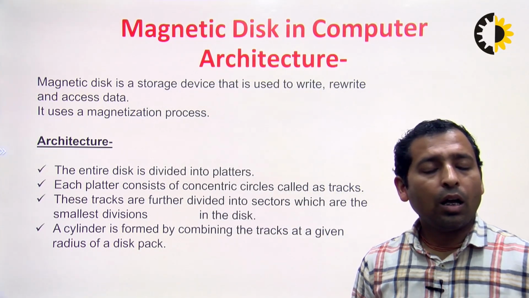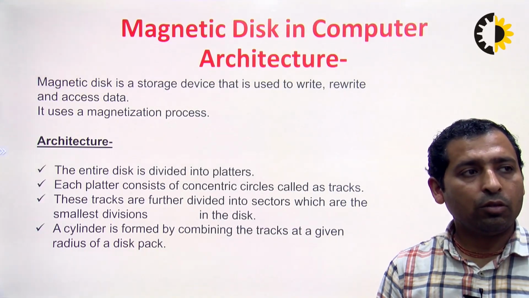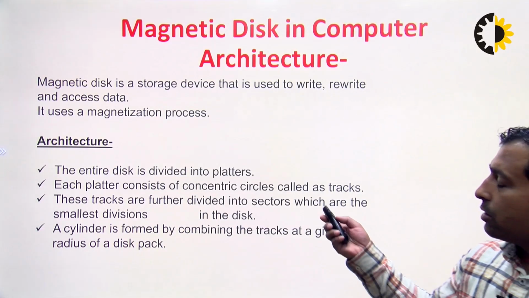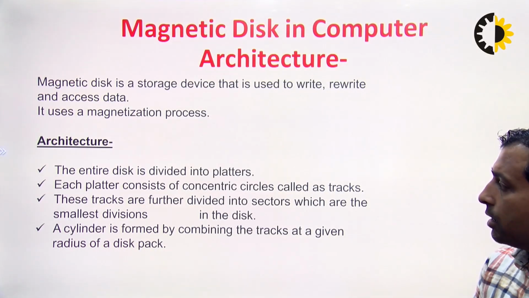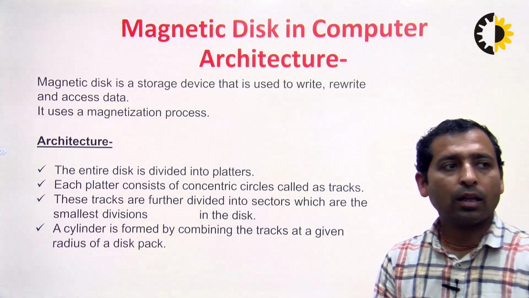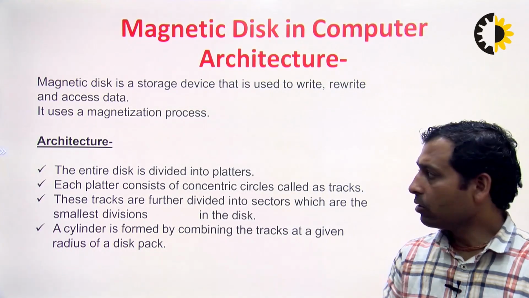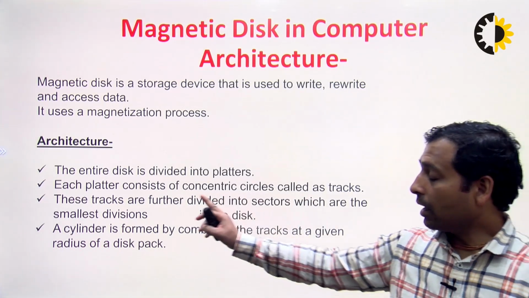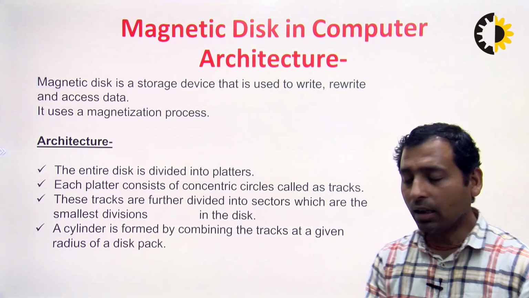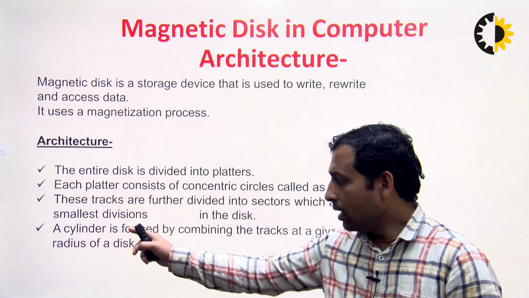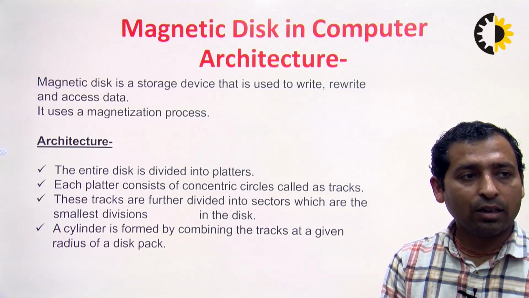So, how to retrieve the data from the disk or how to write the data into the disk. First, we will know the architecture of the disk, how the disk is architected. The entire disk is divided into platters. Each platter consists of concentric circles that are called tracks. These tracks are further divided into sectors, which are the smallest division in the disk, and a cylinder is formed by combining the tracks at a given radius of the disk.